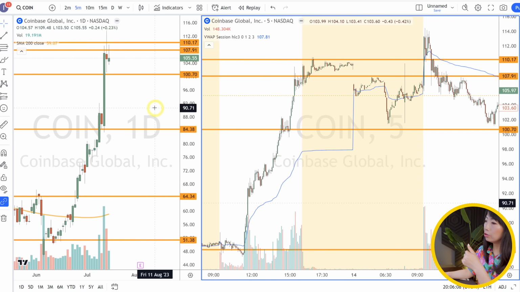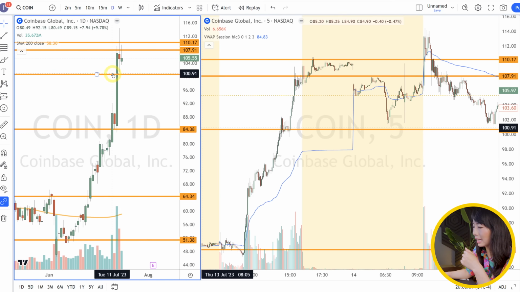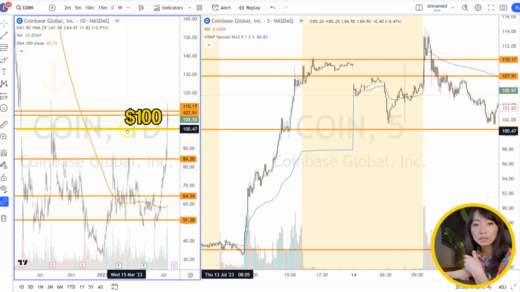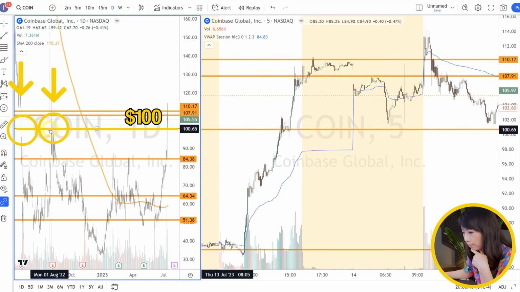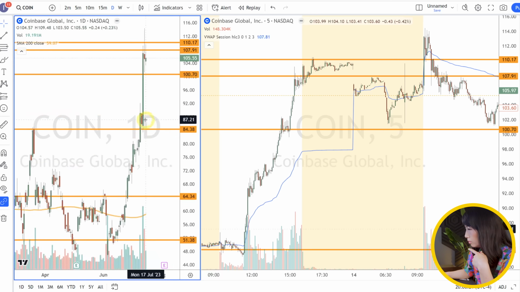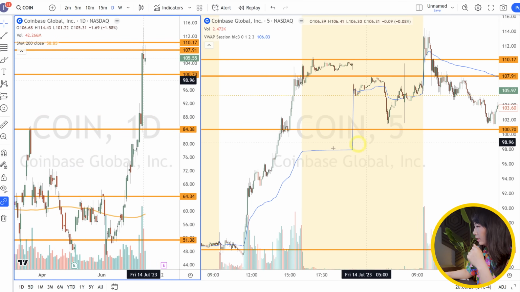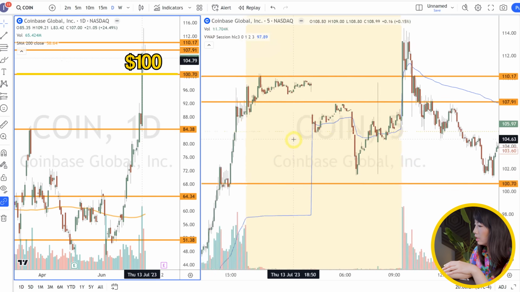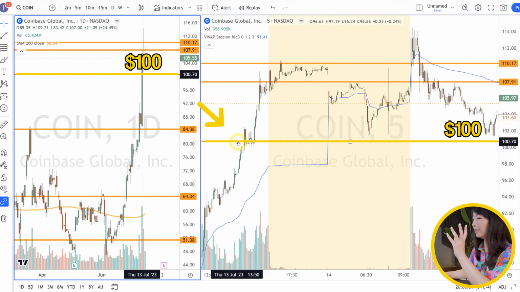Now on day 2, you can see that $100 psychological mark is a daily support level drawn from August of last year and then also May of last year. So if you line up that level on the daily chart, you can see the 100 psychological level over here, and that also lines up with the little support consolidation area from the day before.